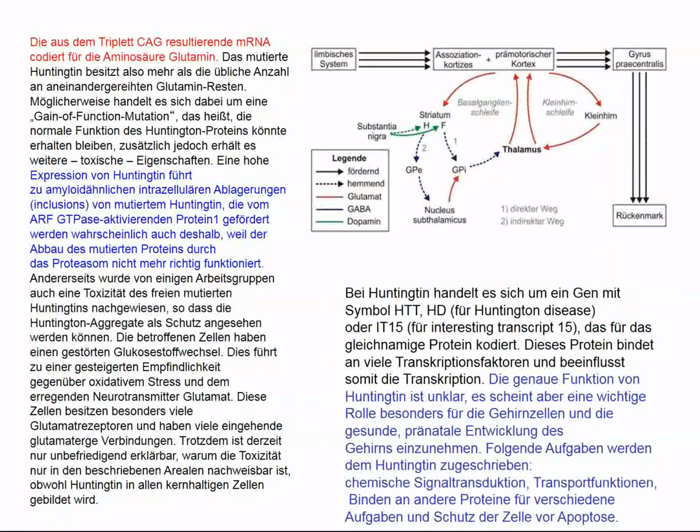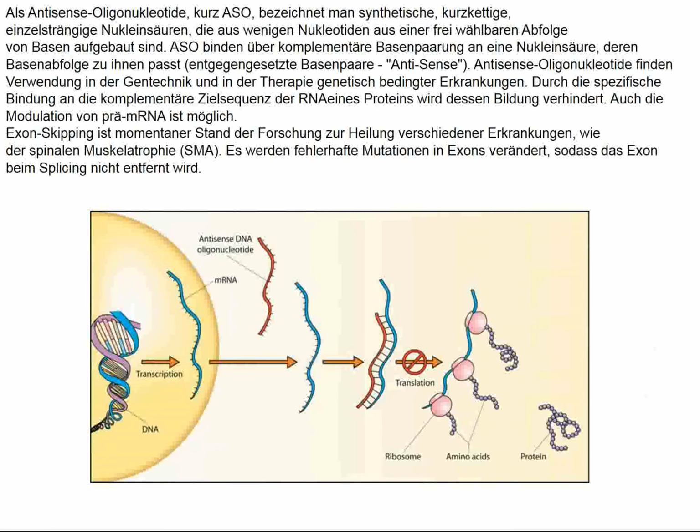Now, the protein is called huntingtin, and we still don't know exactly what huntingtin does, although obviously it's present in the central nervous system, in brain cells. It seems to play a role in signal transduction, transport function, binds to other proteins, including in the cell nucleus. But we don't know that for certain. But since one of the functions of huntingtin is to protect cells from apoptosis, we could imagine that the protein is probably important.